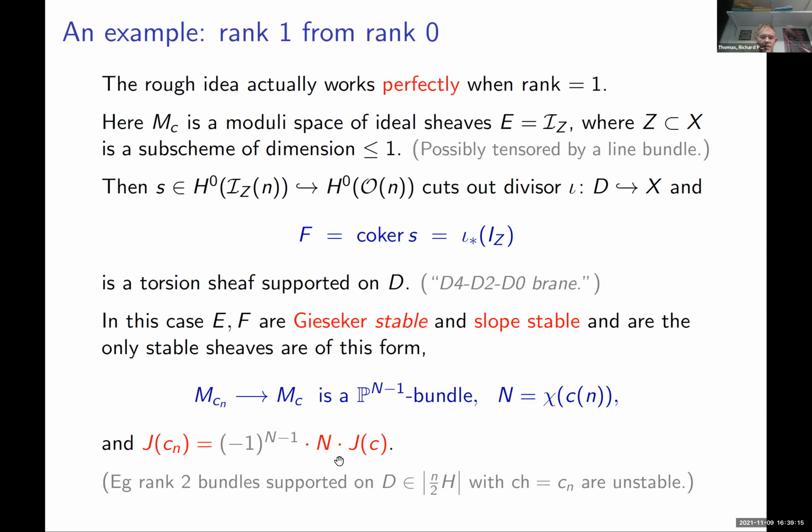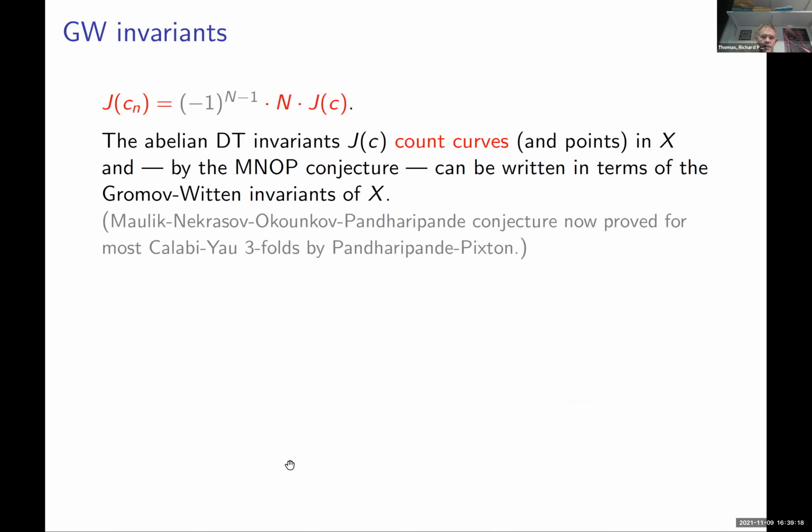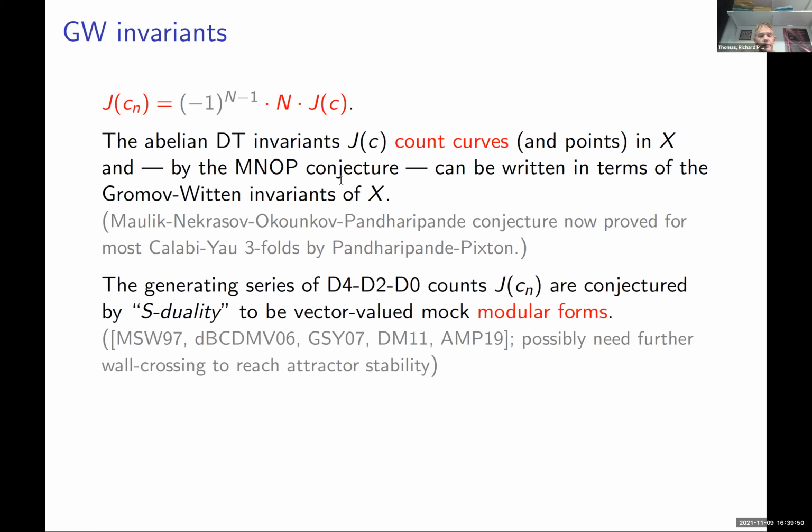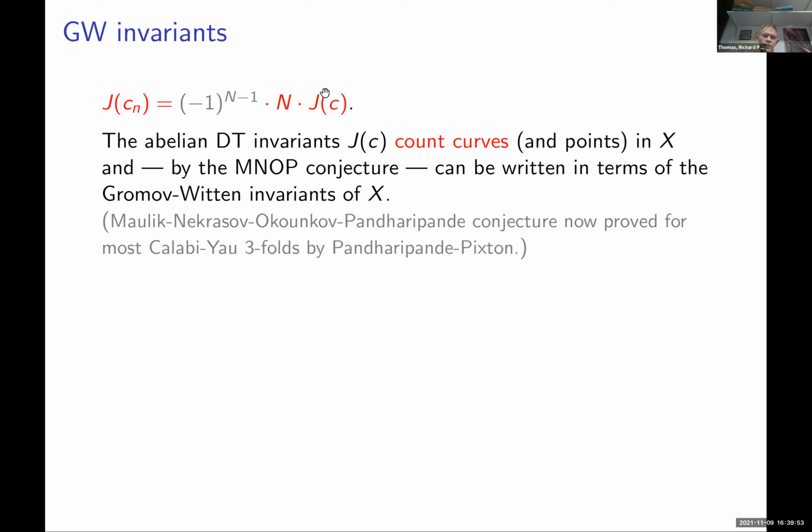And both sides are interesting. So there's the formula again. On the right-hand side, the rank 1 invariants are what count these ideal sheaves of subschemes of dimension less than or equal to 1, so curves and points on X. They're the things that people usually mean by DT invariants, these rank 1 DT invariants. These are the subject of the Maulik-Nekrasov-Okounkov-Pandharipande conjecture, and they can be written in terms of the Gromov-Witten invariants of X conjecturally. That's now been proved for most Calabi-Yau threefolds like the quintic threefold. So on the right, we essentially have Gromov-Witten invariants.